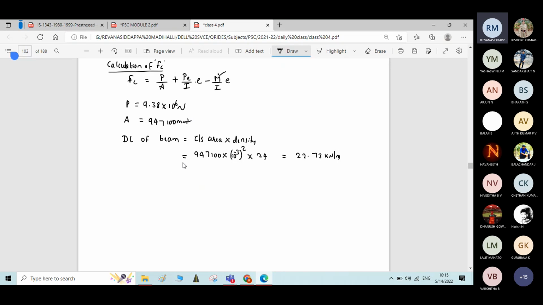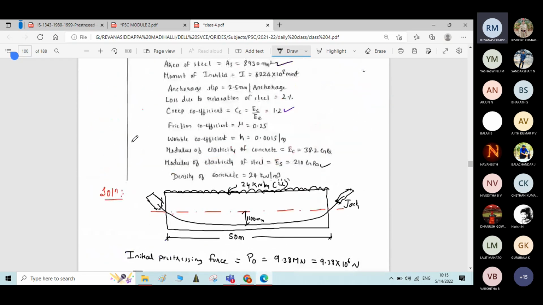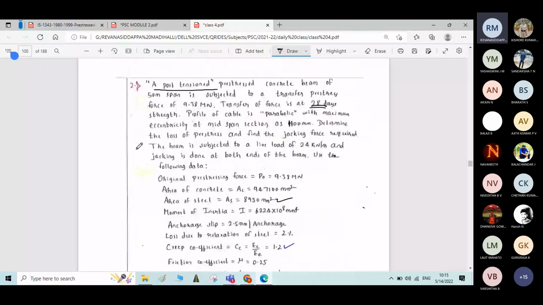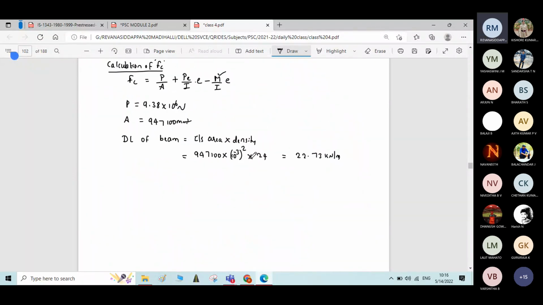Then live load on the beam is given. Correct. Live load on the beam is given in the problem only. How much is it given? Live load, it is 24 kilonewton per meter. Okay. Live load on beam is equal to 24 kilonewton per meter.